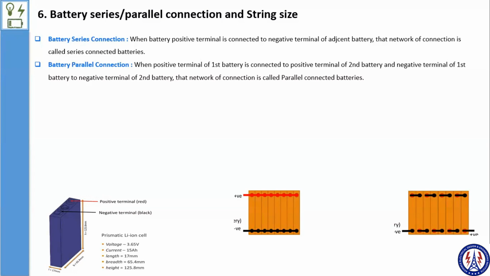And what happens in the series? Voltage is going to increase and current will remain the same across the terminals. But if you look at parallel connections, even if you are connecting positive to positive, negative to negative, overall at the terminals the voltage would remain the same and the current is getting added. This is the effect of parallel and series connection.